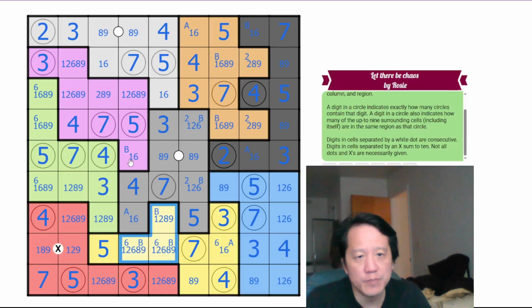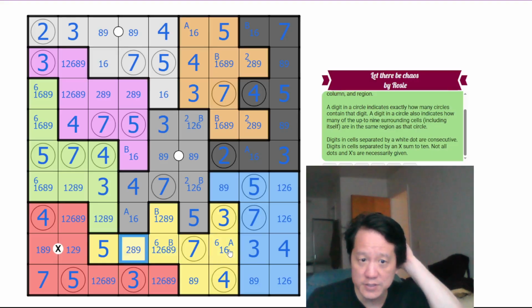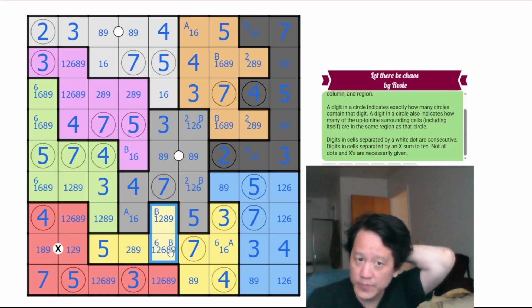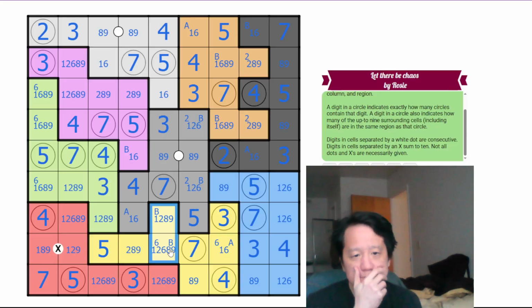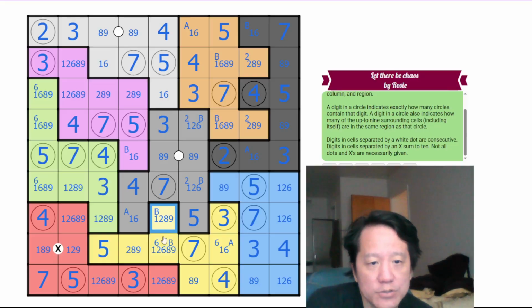Oh, but this is... Okay, this is 1, 6 as a pair, which eliminates 1 and 6 in the rest of the column. So no 1, 6 here, no 1, 6 here. Obviously, this can't be B anymore. This can't be 6 anymore, so one of these is a 6. Okay, which makes sense. So B has to be one of these 2. Oh, so B is one of these 2, which means this can't be B. So this has to be A here.